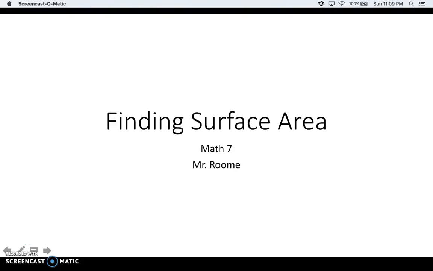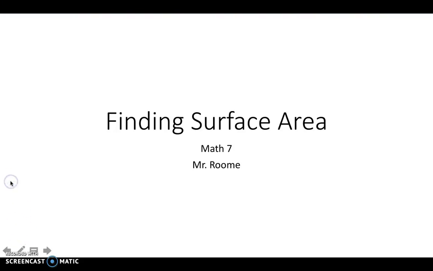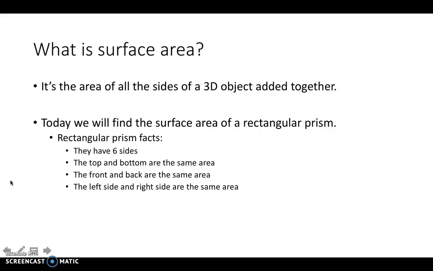All right, so the next step, after the last couple of days we've been talking about perimeter, the next step for us would be to learn about surface area. So today we're going to be talking about finding surface area. What is surface area? Surface area is the area of all the sides of a 3D object added together.